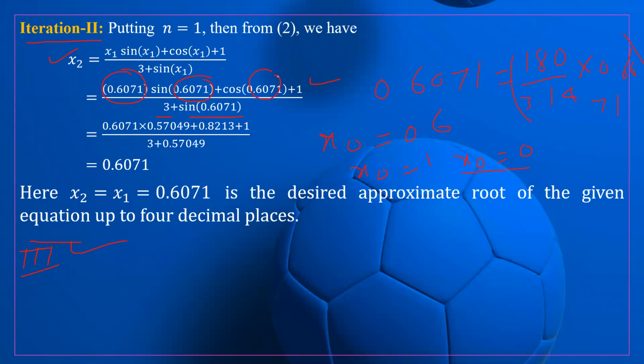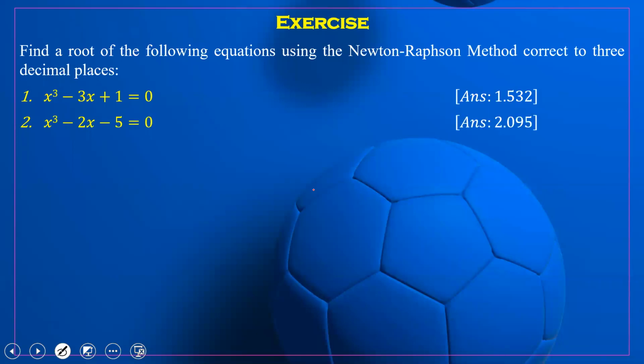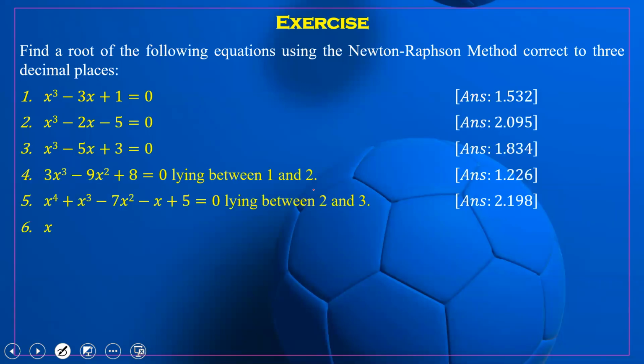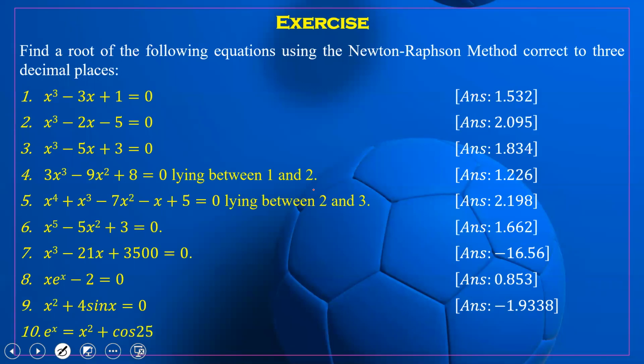So this is the Newton-Raphson method. With the help of this Newton-Raphson method, we are able to find the roots of algebraic equations as well as transcendental equations. These are some examples, an exercise for you. There are 7 algebraic equations; 8, 9, 10 are transcendental equations.